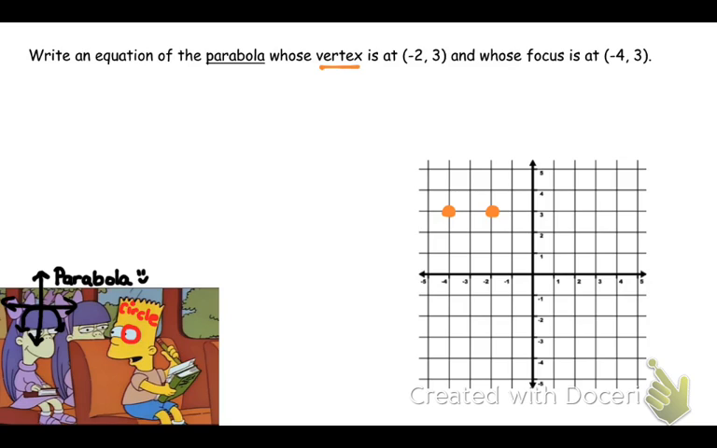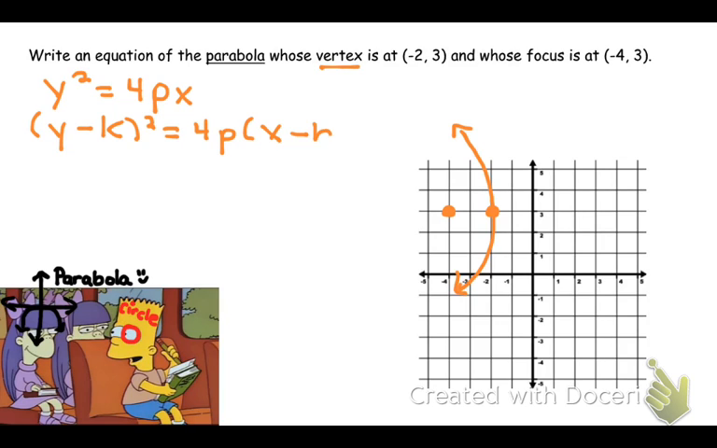What that tells me is that my parabola is going to open something like this. It doesn't have to be perfect, but we know that it's going to be opening left and right, or horizontally. So that tells us we're going to use y squared equals 4px. The vertex is not (0, 0), so we're going to use our new equation, (y minus k) squared equals 4p(x minus h).